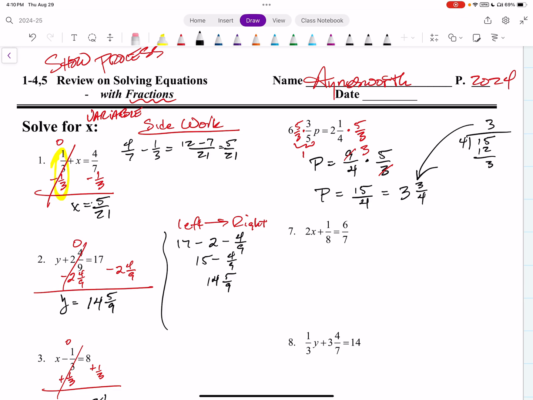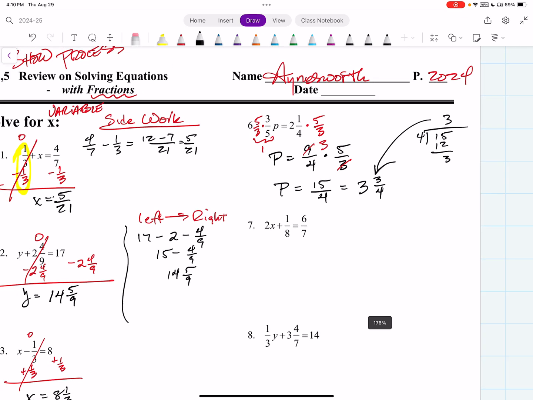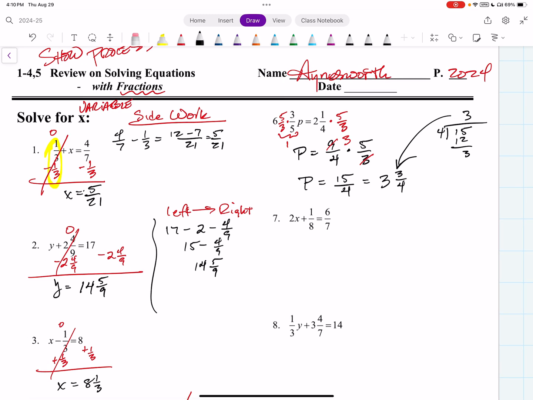All right, the next one here. Okay, some two-step equations. These are the two-step equations. So this is lesson 5. So I want to add the opposite first. So I'm going to add a negative 1/8 to both sides, because 1/8 minus 1/8 is 0. Always add the opposite right there. And then I get 2x is equal to whatever this is. And we better do a little side work here. So 6/7 minus 1/8 is 48 minus 7 divided by 56.